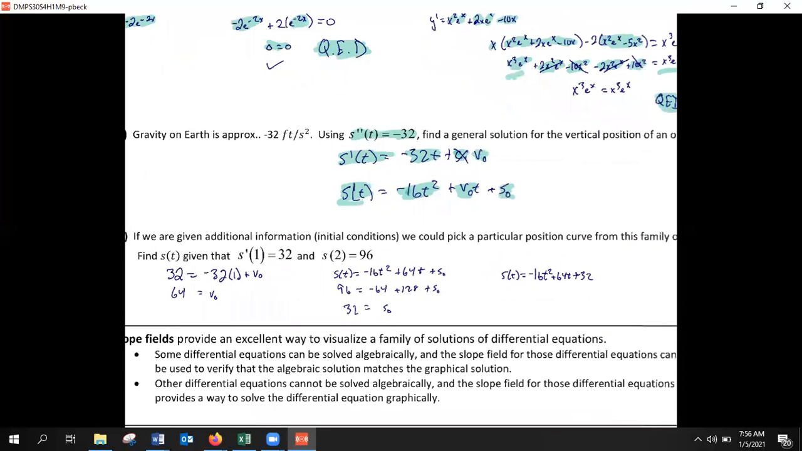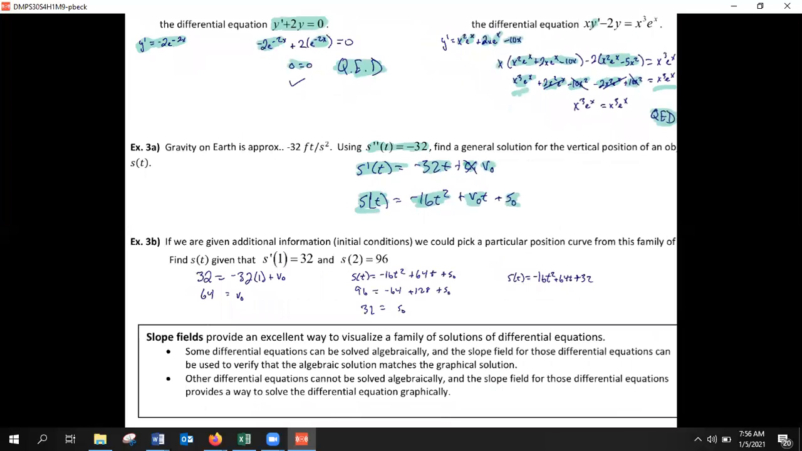And I'll show you what's going on in my head. So first things first, if we have s double prime is negative 32, and if we said s prime of 1 is 32, then I'm going to take this information right here. My initial velocity, I could solve for it. So 32 is negative 32 times 1 plus initial velocity. So my initial velocity is 64. Plug that in. Then integrate one more time.